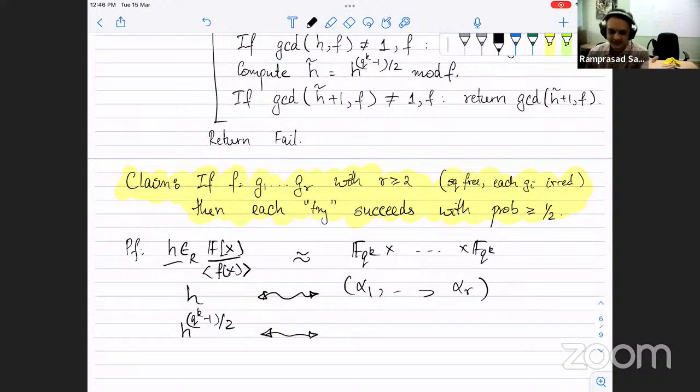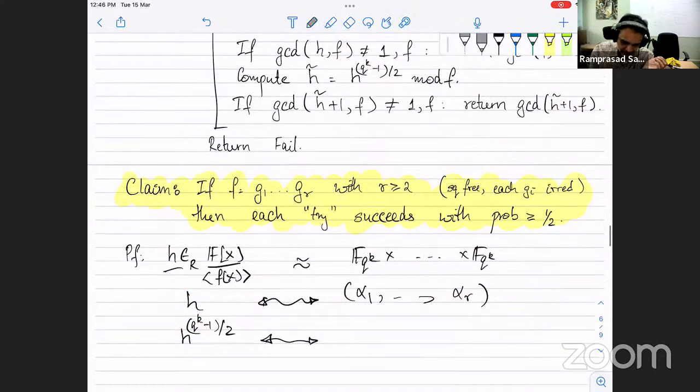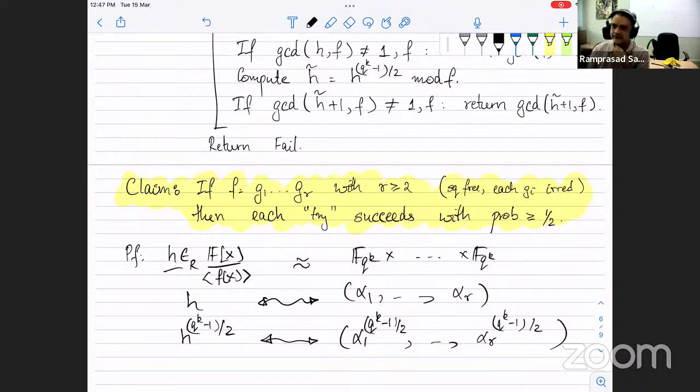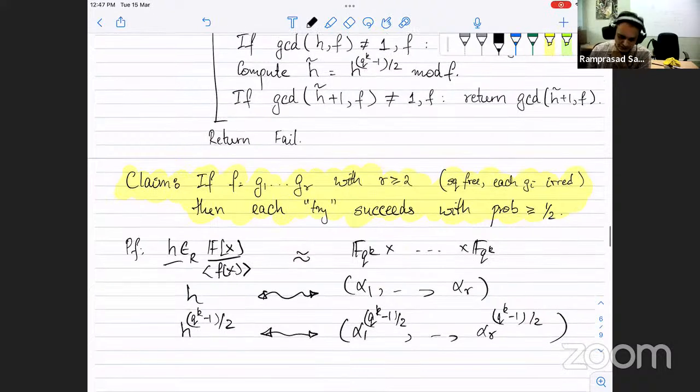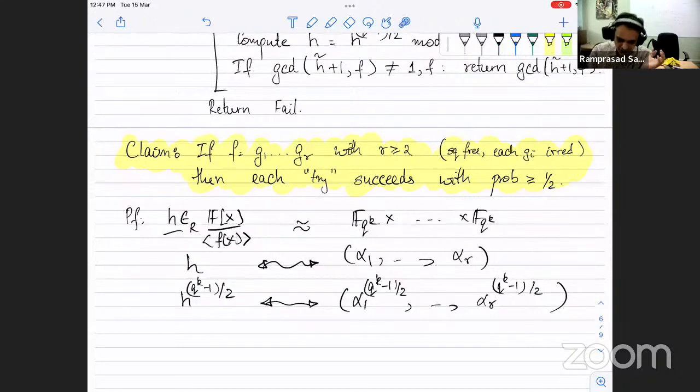I mean, this is just the Chinese remainder theorem, and just saying that taking products in this world and taking products in this world are the same. Okay, so therefore, if h has this representation, then h^((q^k-1)/2) must have the representation alpha_1^((q^k-1)/2), ..., alpha_r^((q^k-1)/2). So what do I expect to happen? If it so happens that one of these alphas were already 0 to begin with, then taking that corresponding power will continue to keep it 0. So nothing changes there.